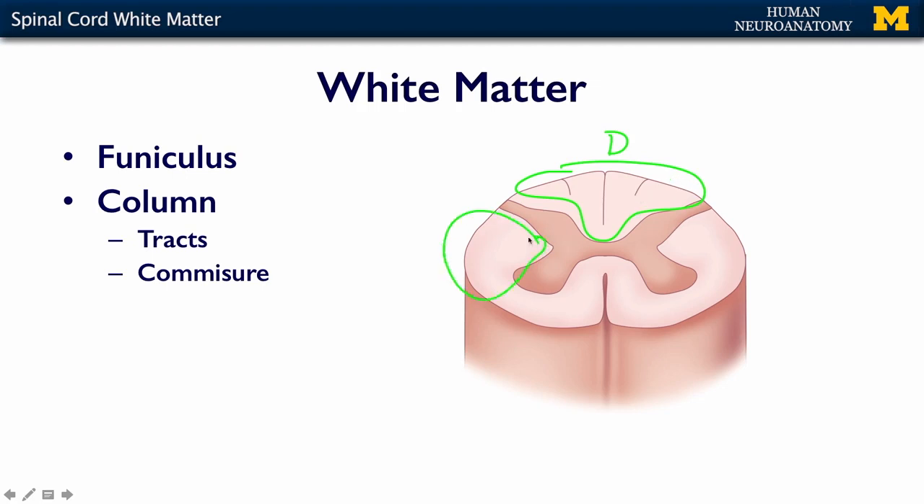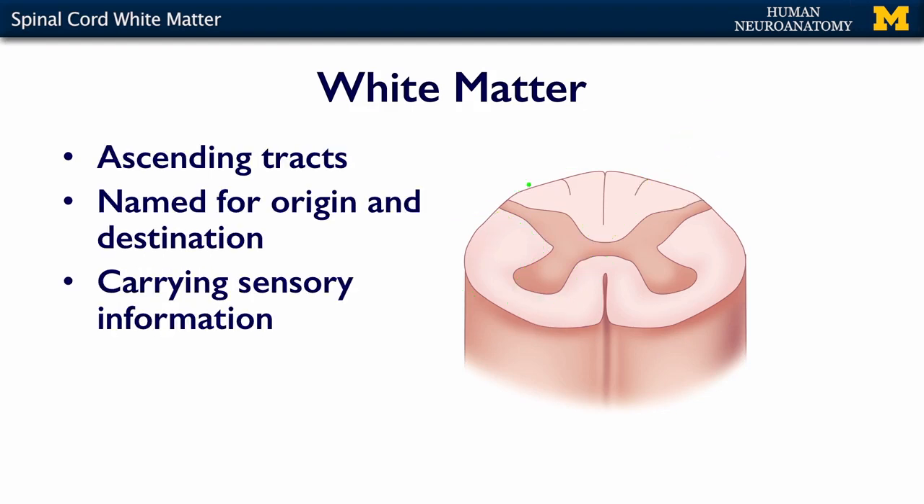The lateral funiculus is over here, and the ventral funiculus is in here. We'll talk a little bit more about some specifics as we go along. The dorsal funiculus is divided into two columns, a right and a left column. So tracts are named for their origins and destinations, and we have a bunch of ascending tracts. That's information that's coming in from the periphery and going up the spinal cord.